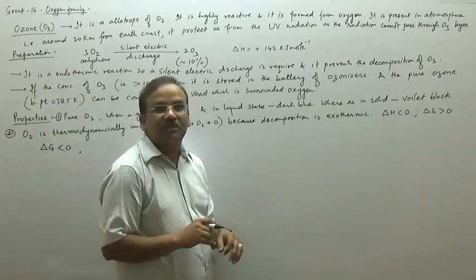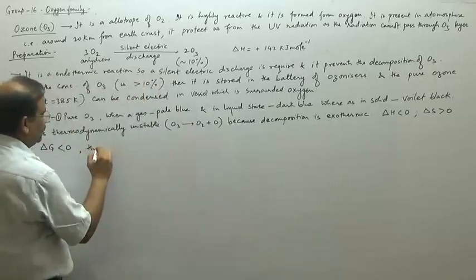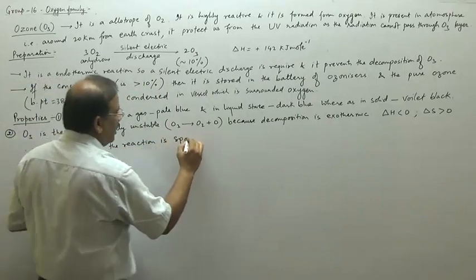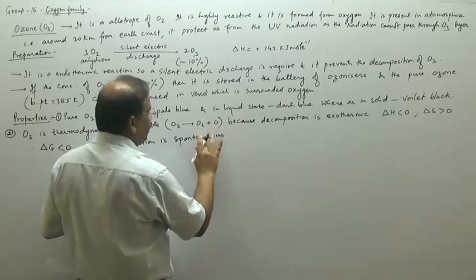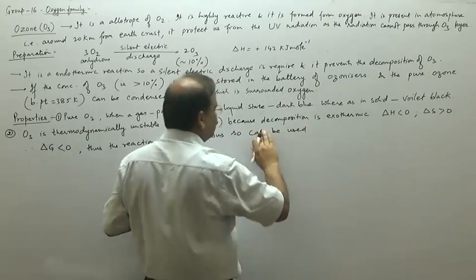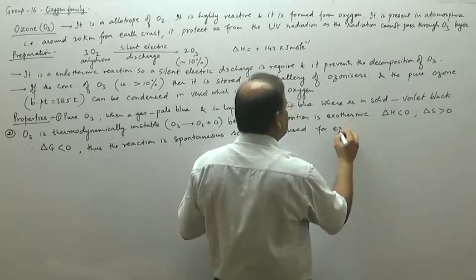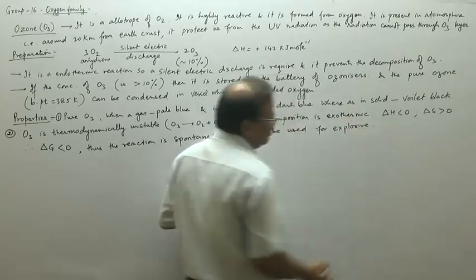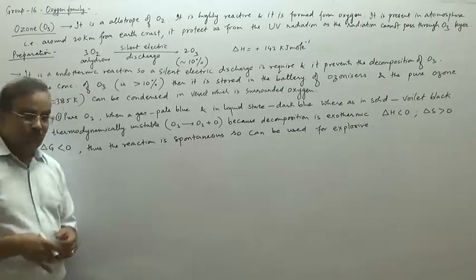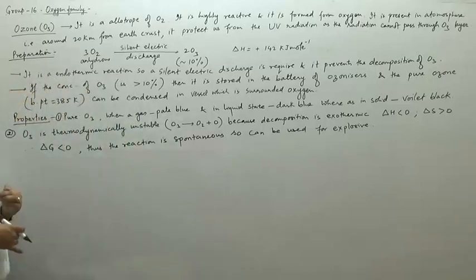If it is a spontaneous reaction, then it can be used as an explosive. Thus the reaction is spontaneous, and so it can be used for explosives. That is the reason we use this for explosive purposes, because delta H is negative, delta S is greater than 0, and delta G is always negative. So the reaction is always spontaneous, which can take place on its own. That is what we mean by a spontaneous reaction.